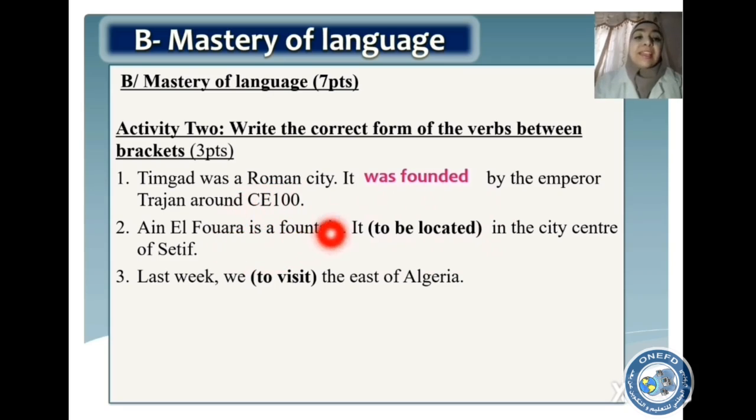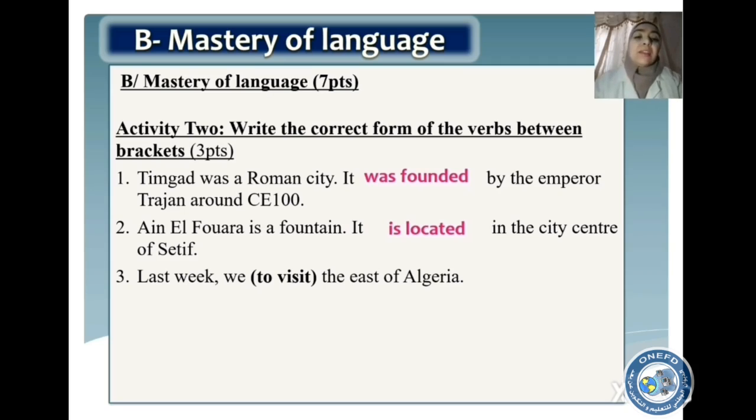Ain al-Fuwara is a fountain, so Ain al-Fuwara still exists. It wasn't destroyed or anything. So it is still located. The verbs locate and situate are usually used in the present passive form: is located, is situated, are located, are situated. Rarely, they are used in the past, was located, was situated, when the landmark or the place no longer exists. It is destroyed. It has gone with time. So here we say it is located in the city center of Sétif.